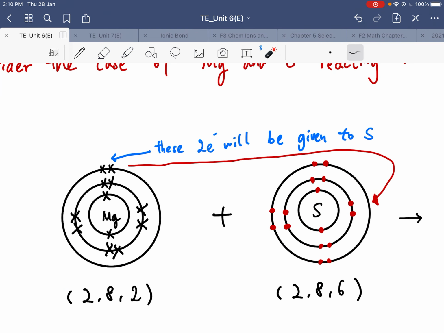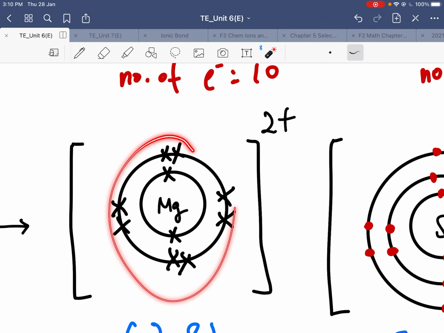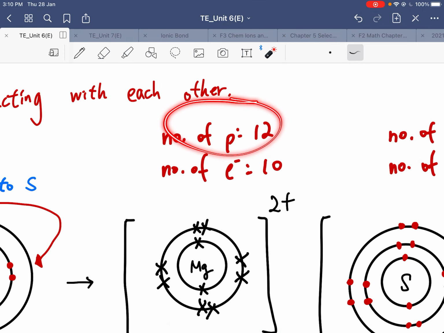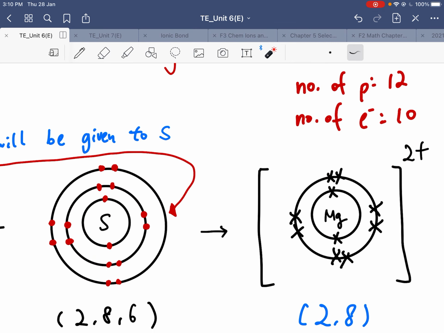So next, guys, we consider magnesium and sulfur. When magnesium and sulfur react with each other, the easiest way for magnesium to attain an octet structure is to lose these 2 electrons. After losing these 2 electrons, it becomes a magnesium ion with a charge of 2+. Why 2+? Because the number of protons does not change, it's still 12, but the number of electrons becomes 10 only. You have 12 positive and 10 negative, so the overall charge is 2+.